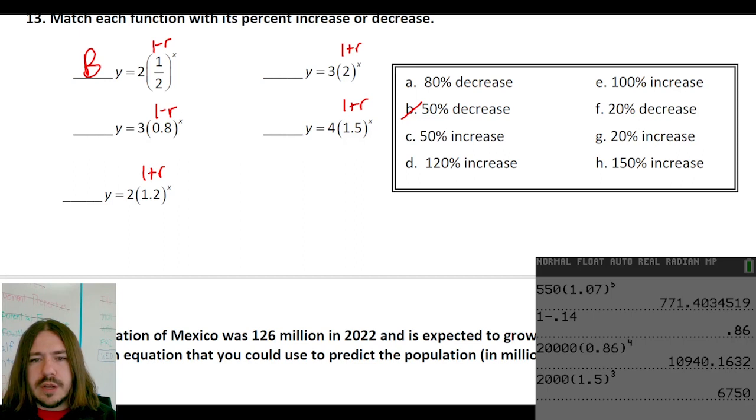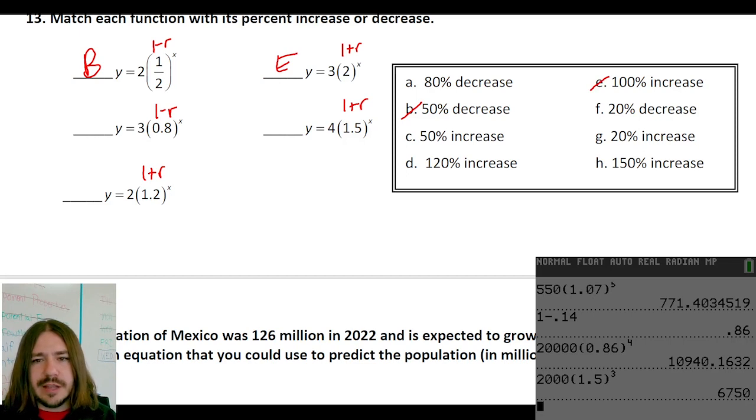Then for the next one, I'm looking at 3 times 2 to the x, and 2 is exactly 1 away from 1, right? 1 plus 1 is 2. And so 1 as a percent is 100%. Since it's growth, it should be choice E, 100% increase.